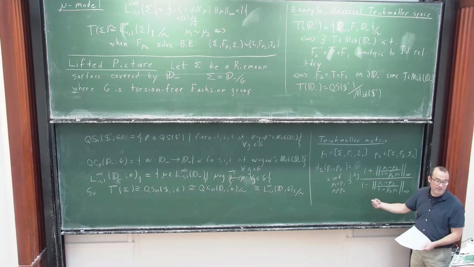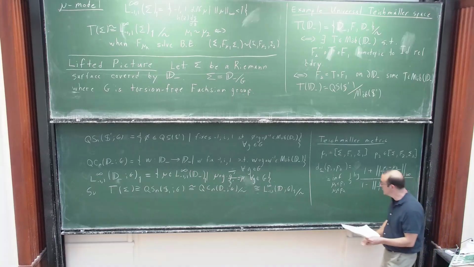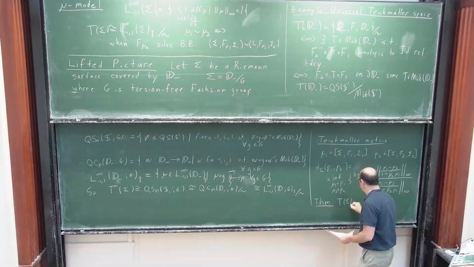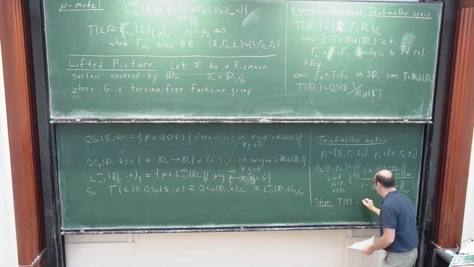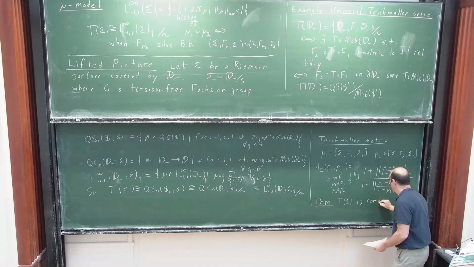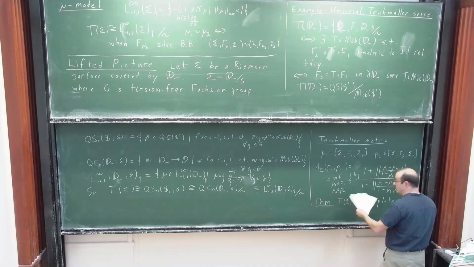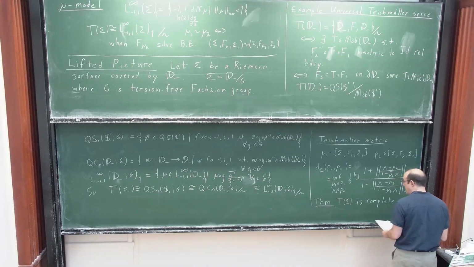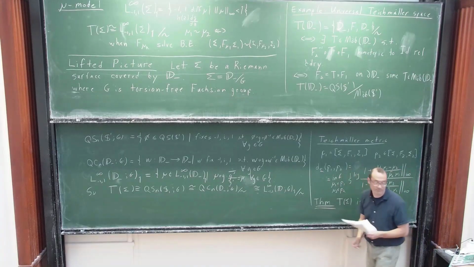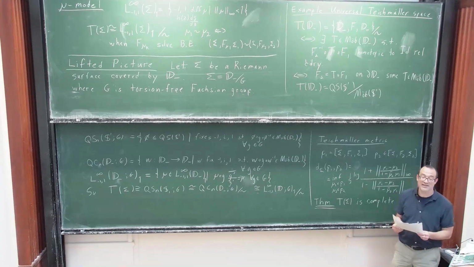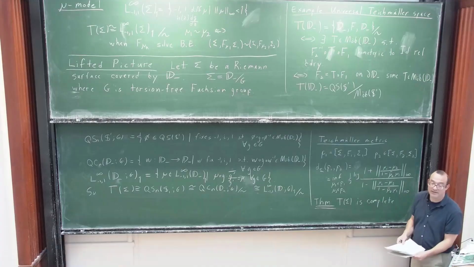But this gives you a distance on the Teichmüller space, and it turns out with this distance, Teichmüller space is complete. Oh, I should say it's also a metric, so it's not entirely obvious it's a metric, but that can be shown. Okay, any questions?